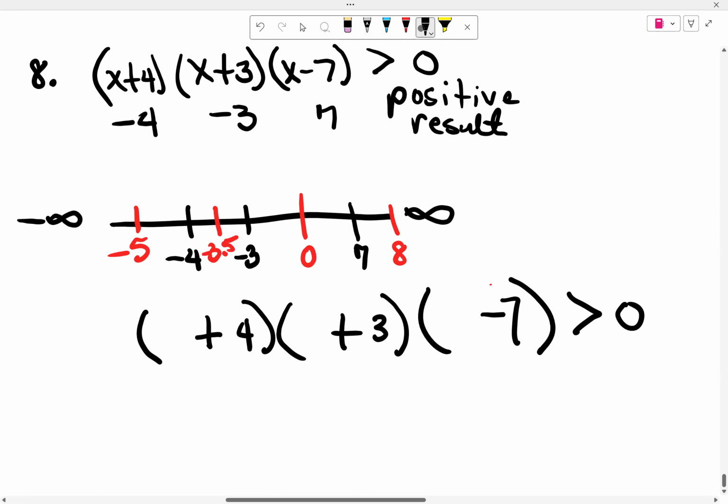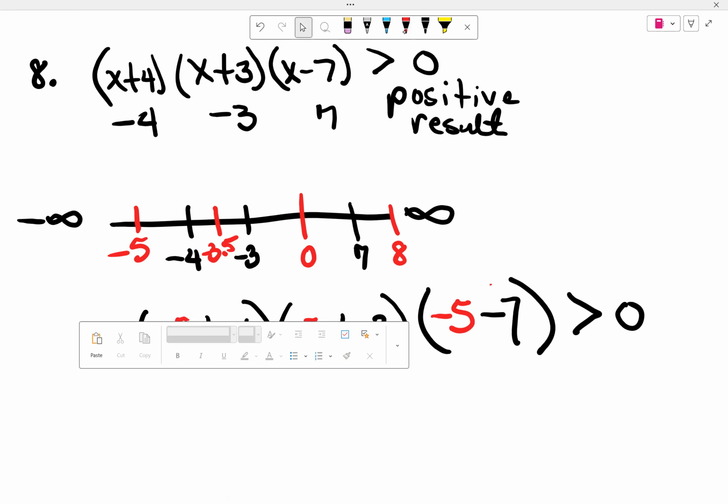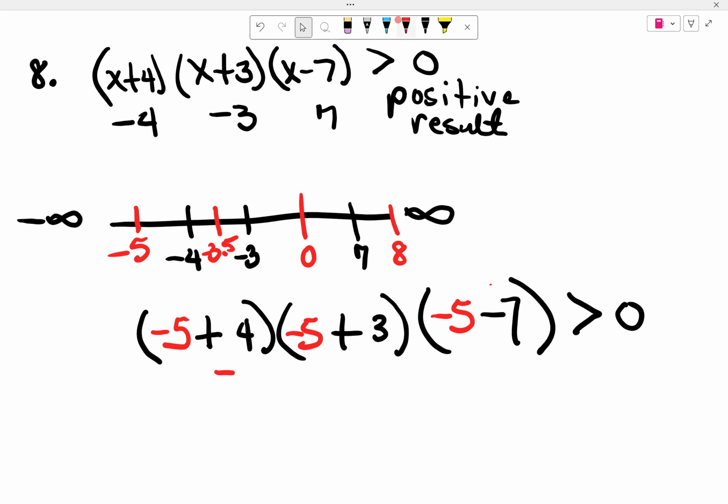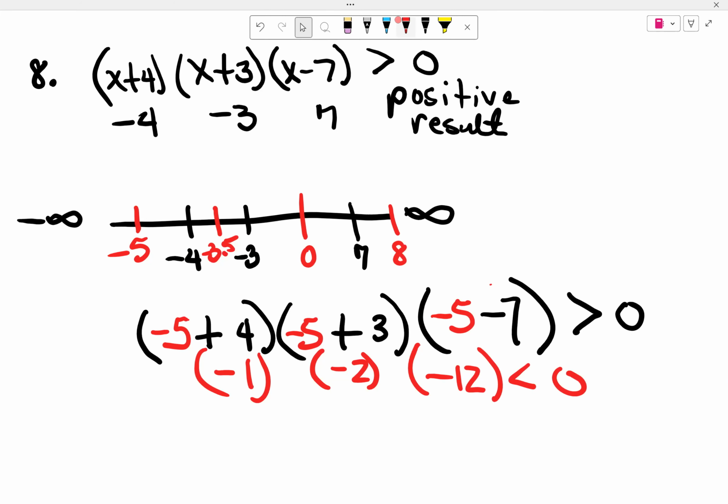So we'll try the -5 first. If I do -5, it'll be for all of them, and that's the mistake I made. So if I put in -5 for all of them, this is going to give me a -1, this is going to give me a -2, and this is going to give me a -12. So my solution here is negative. So this is not an interval that I would consider. So from -infinity to -4 is not a possible solution.